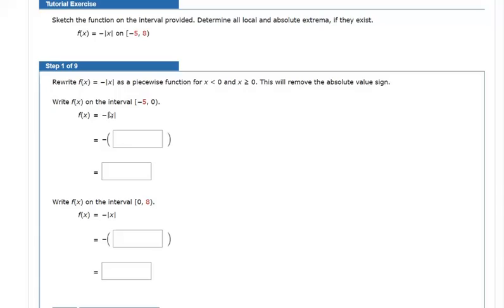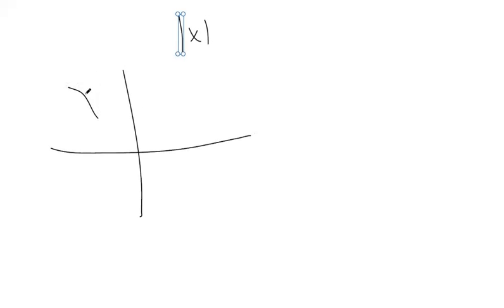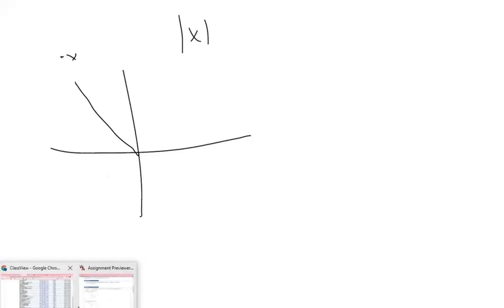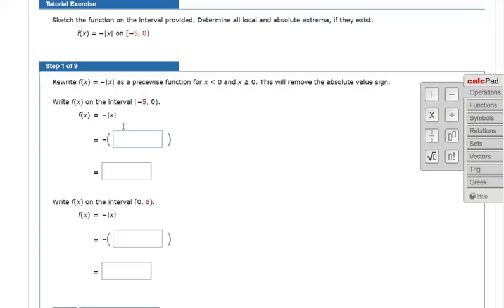Okay, so it's got that corner, and that's what they're asking us to do. Break it up into a piecewise function based on that corner. When f of x is on the interval -5 to 0, the graph of the absolute value of x is going down. Right? This is what they're talking about right here. That's the graph of y equals -x, right? It's got a -1 for a slope. So they want us to say that this is -x.